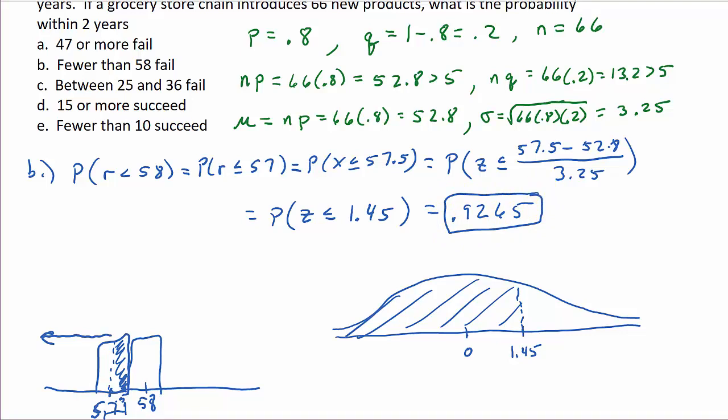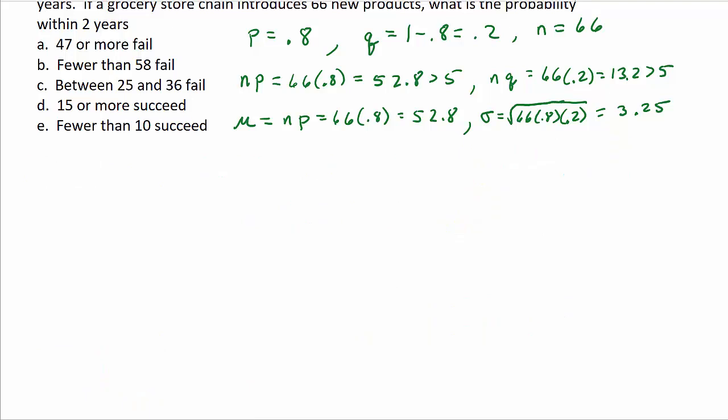All right, so let's look at C, and I'll pause the video while I erase this. All right, so part C. So we want between 25 and 36 fail. So we've got the probability between 25 and 36 fail. So X would be between 25 and 36.